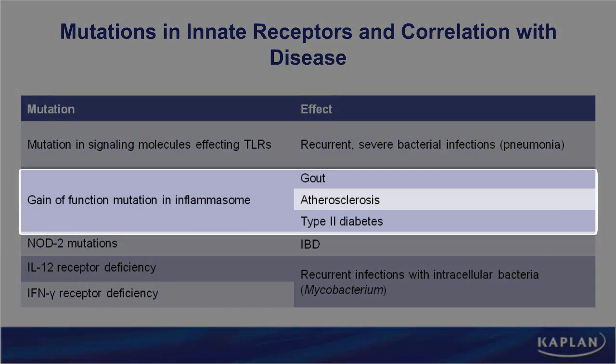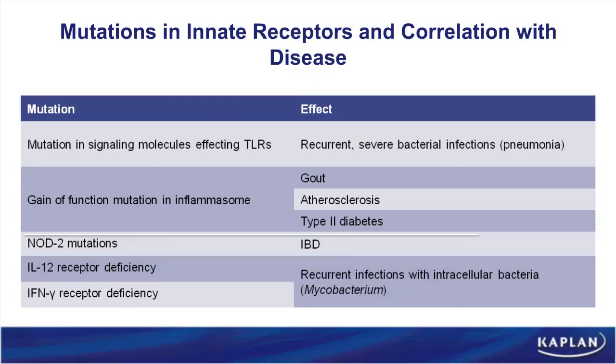If I have a gain in function of the inflammasome, it means the inflammasome is overactivated, which means that caspase-1 is going to be free to produce lots and lots of IL-1 beta from the pro-IL-1 beta. And remember that IL-1 beta is a huge inflammatory mediator. So when I have a gain of function here, that's associated with several clinical outcomes, such as gout, atherosclerosis, as well as type 2 diabetes.